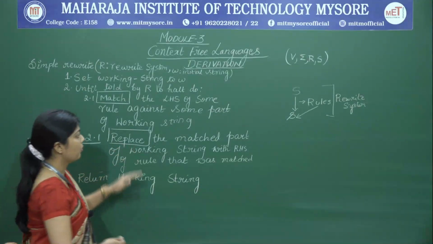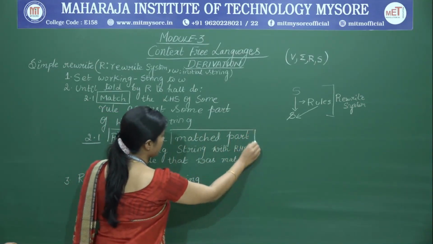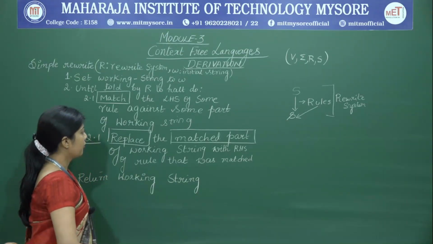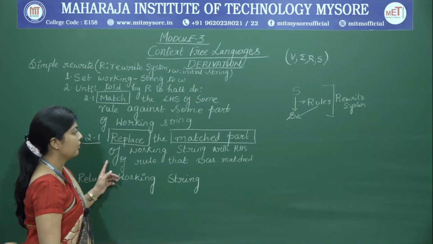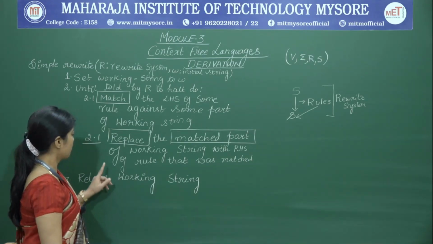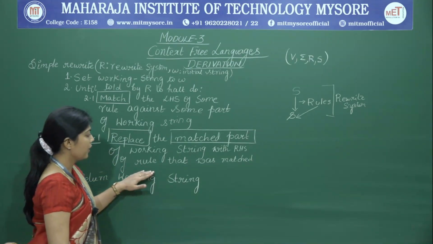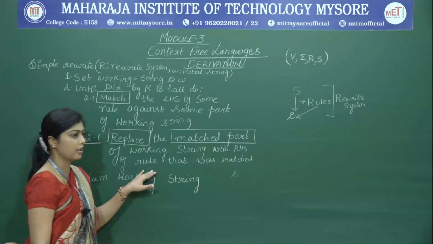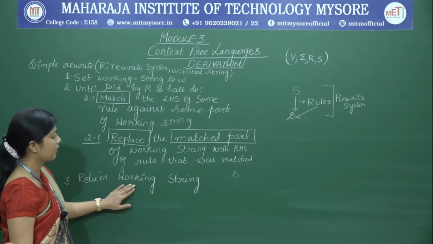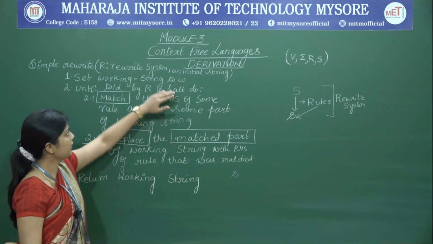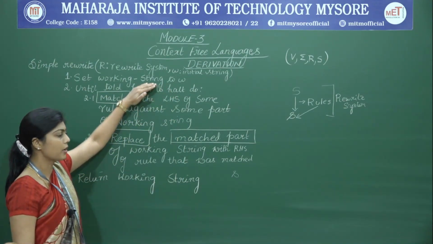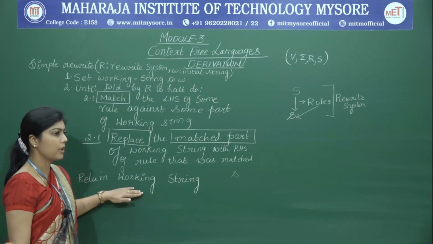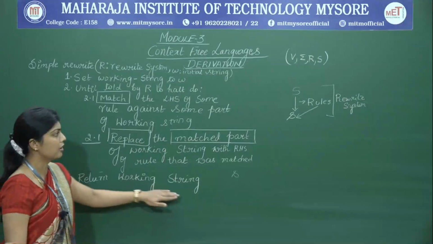Next is replacing. Whatever matched part we have found from the rule of the grammar, that we are going to replace in the working string. Then at last we will reach the desired string, and we have to return the working string. The working string which we initially placed is going to change now. So after all the replacements, we have to return the working string.